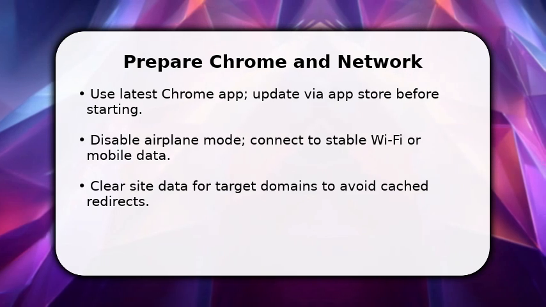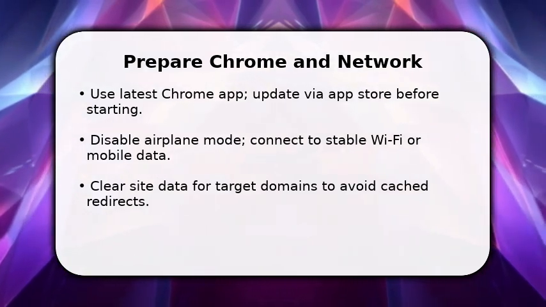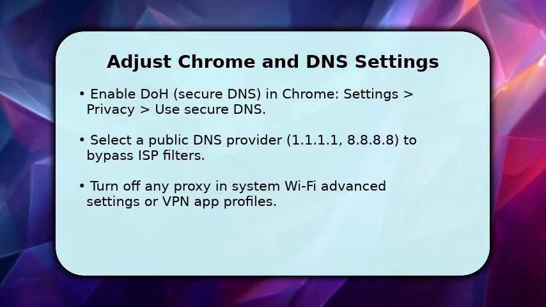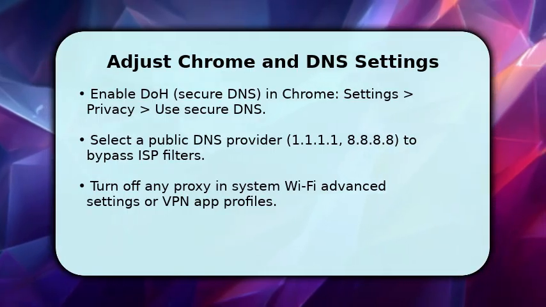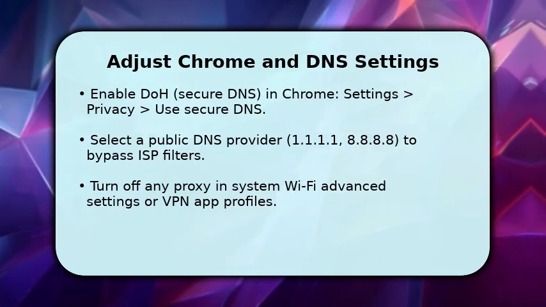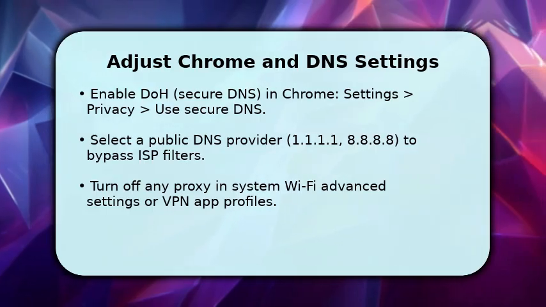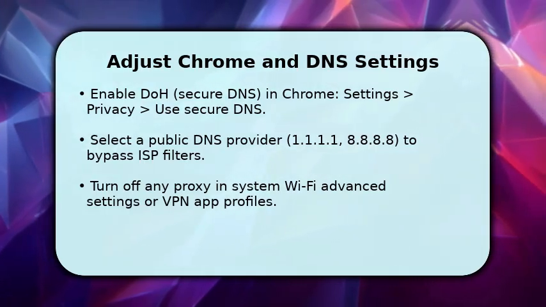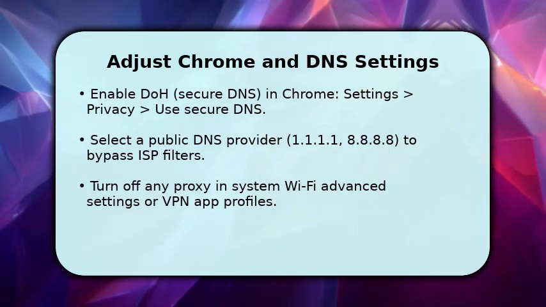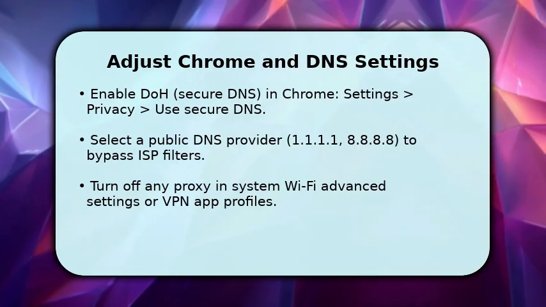Now you switch Chrome to use secure DNS to avoid ISP-level blocks. Open privacy settings and toggle use secure DNS, picking a public resolver like 1.1.1.1 or 8.8.8.8. Once set, make sure Android or iOS Wi-Fi advanced settings don't have a proxy or custom HTTP proxy enabled, and disable any persistent VPN apps. They can route traffic through blocked exit nodes.